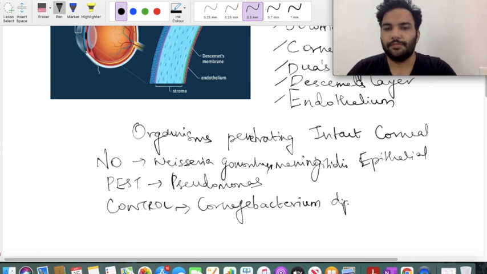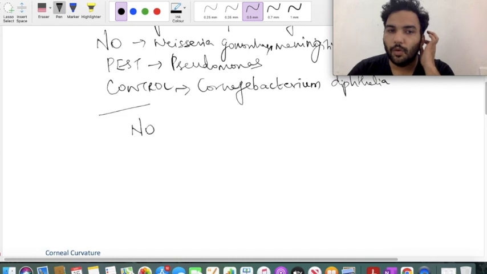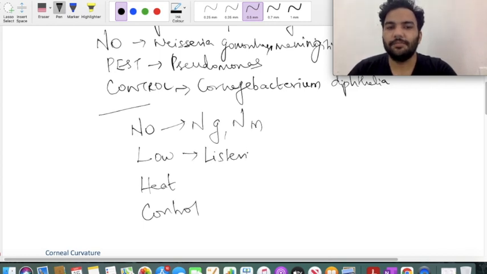Diphtheriae. Now the mnemonic has changed. Now the mnemonic is entirely changed into NO L HEAT CONTROL. Instead of pest control, it's heat control. So NO means the same, Neisseria gonorrhoeae and Neisseria meningitidis. L for Listeria. Heat: H for Haemophilus influenzae.